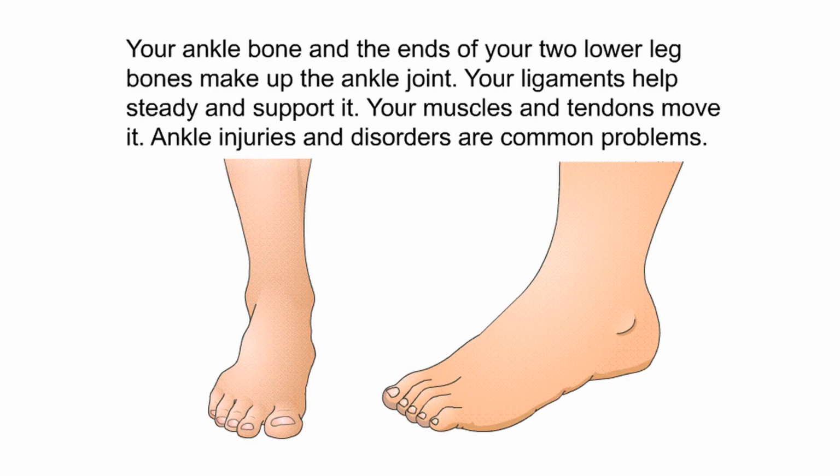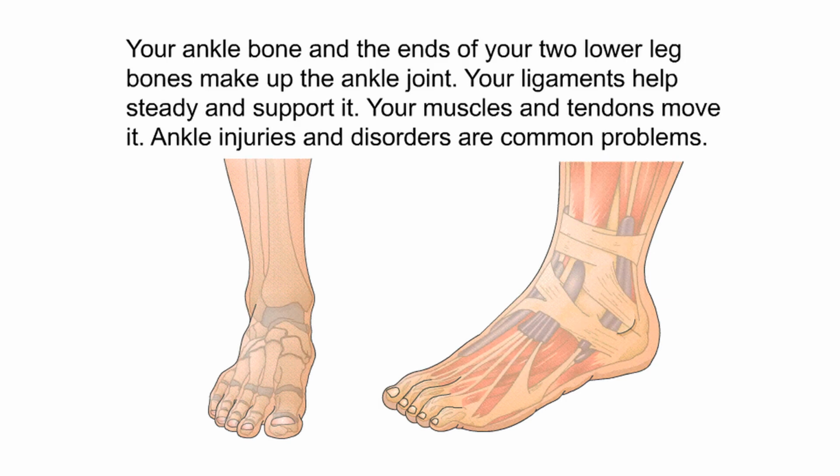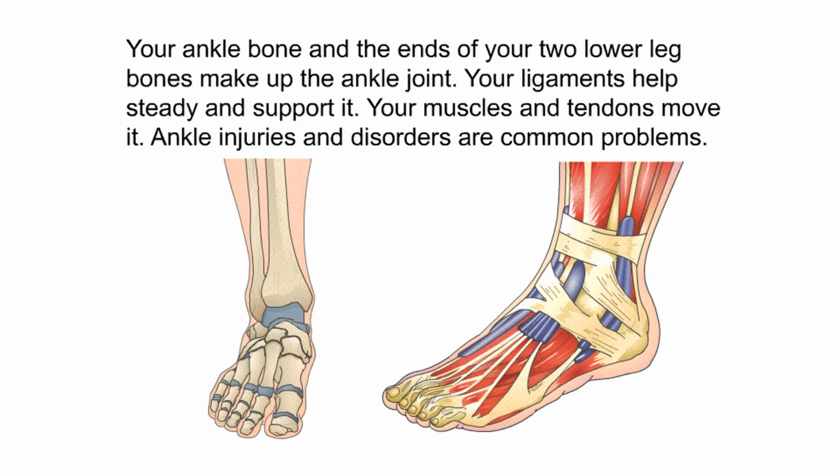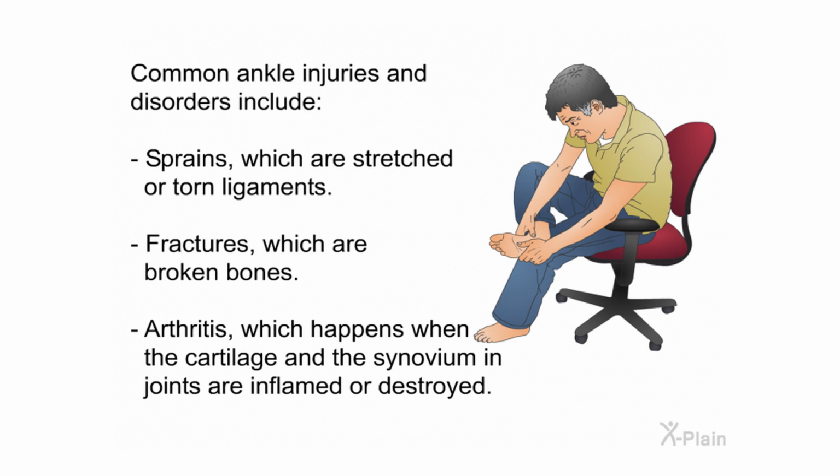Summary. Your ankle bone and the ends of your 2 lower leg bones make up the ankle joint. Your ligaments help steady and support it. Your muscles and tendons move it. Ankle injuries and disorders are common problems. Common ankle injuries and disorders include sprains, which are stretched or torn ligaments, fractures, which are broken bones, and arthritis, which happens when the cartilage and the synovium in joints are inflamed or destroyed.